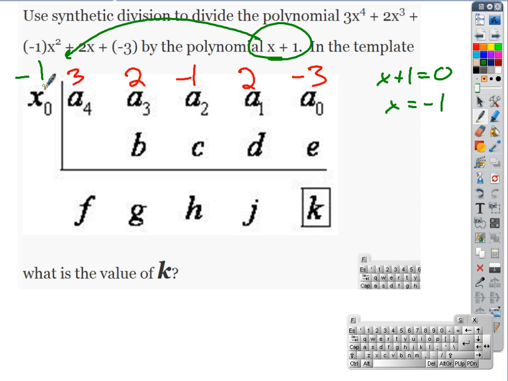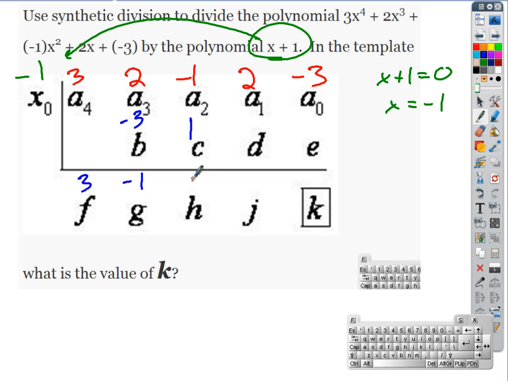So if I drop the 3 down, negative 1 times 3 is 6, plus 2 is 8, negative 1 times 8 is negative 8, so I get negative 9 when I add them. Did I make a mistake? Yep. Whoops. That should be 3, shouldn't it? Negative 1 times 3 is negative 3. Add those up, get negative 1. Negative 1 times negative 1 is 1, plus negative 1 is 0. There, is that looking better?